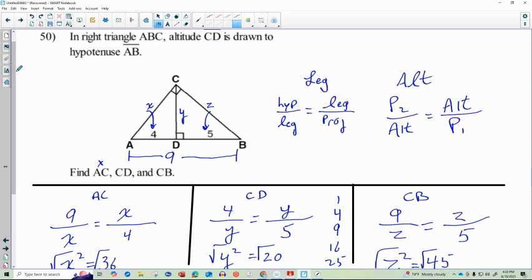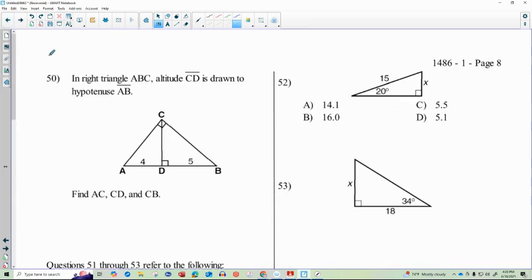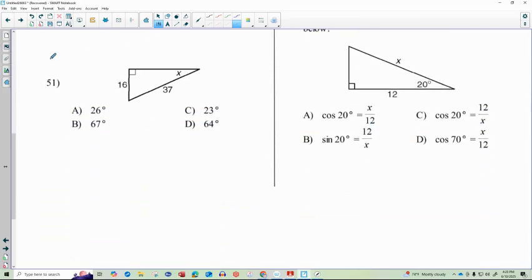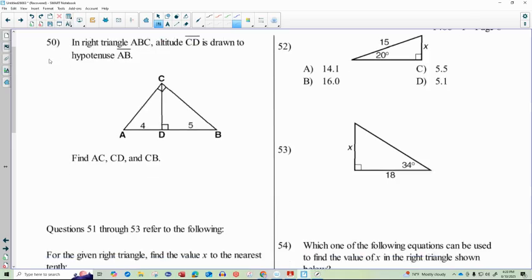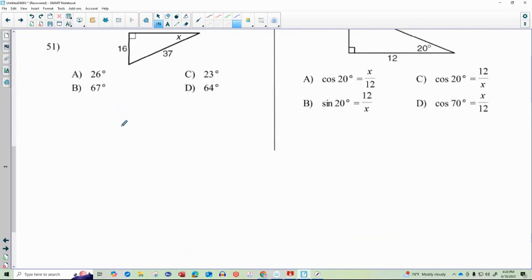And that brings us, ladies and gentlemen, to the last topic, but it's a big one, of this first review sheet, which is SOHCAHTOA. Let's do a little review of SOHCAHTOA. Remember, SOHCAHTOA.